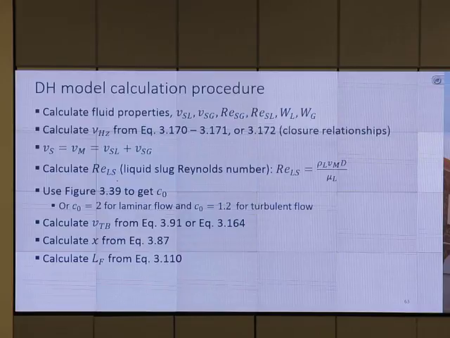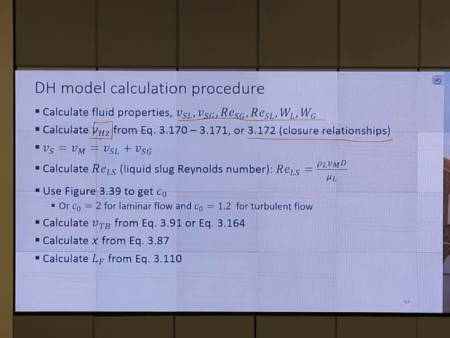Calculation procedure. We start with fluid properties and known inputs at the inlet: VSL, VSG, REST, RESL, WL, WG. This can be calculated without doing any more calculation, right? Then we calculate slug frequency from the closure relationship. The closure relationship is in the book. From the slug closure relationship, we can calculate VS and so on and so on and so on. We don't have enough time to cover this, but I would like you to read it a little bit so next time we can go faster.